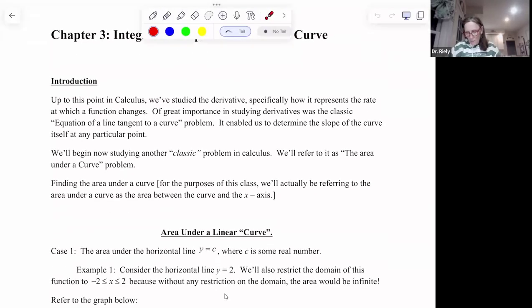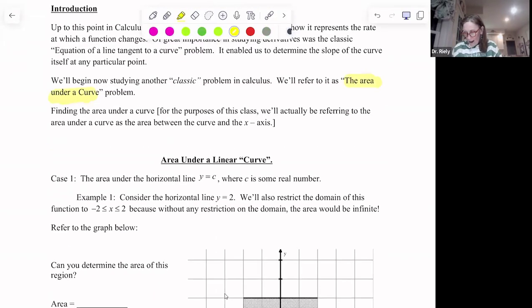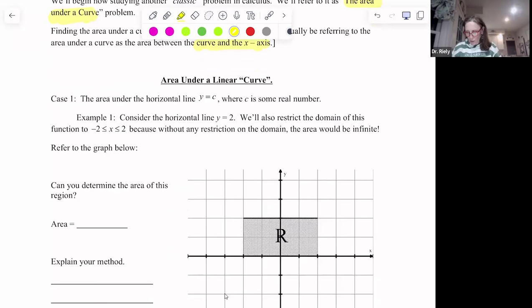So I kind of did a lot of verbiage here. So up to this point, we've done all the derivative stuff, which is all rate of change. Now we're going to be flipping it and doing these classic problems that are typically area under the curve. Let me just turn my pen on. So this is all going to be area under the curve problems. So finding the area, we actually are going to say that the area is between the curve and the x-axis. So first, we always start out doing the simplest and then see how we're going to do this.